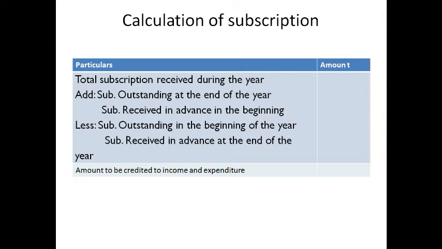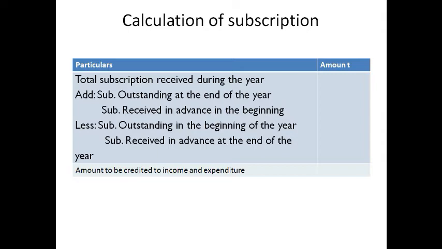Right at top you see total subscription received during the year, which means this may include any advance in the beginning, advance at the end. So therefore some adjustment has to be done. Also outstanding subscriptions in the beginning. So the very first item, add, it is given, subscriptions outstanding at the end of the year, which means supposed to be received during the year but till the end of the year not received.